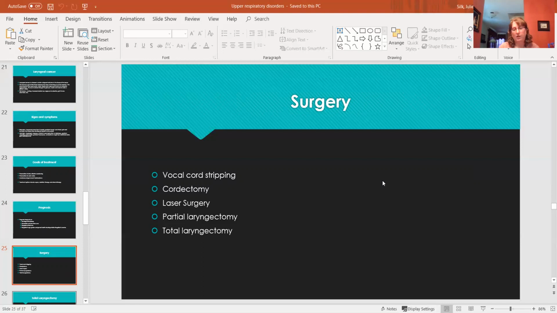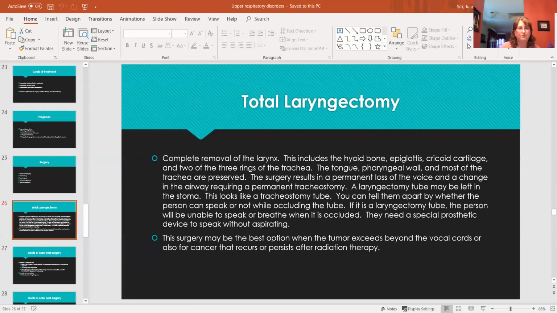Now, the total laryngectomy is a different story. It's a little bit more severe. With the total laryngectomy, you're going to have complete removal of your larynx. So listen to all the stuff that they take out. The hyoid bone, the epiglottis, the cricoid cartilage, 2 of the 3 rings of your trachea. The tongue, the pharyngeal wall, and most of the trachea are left alone, thank God.